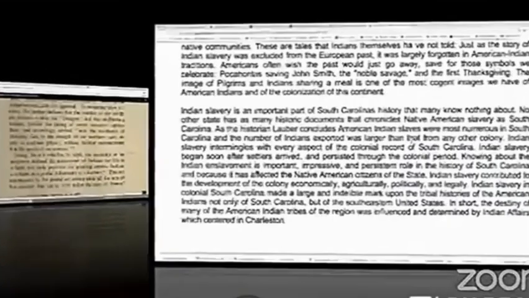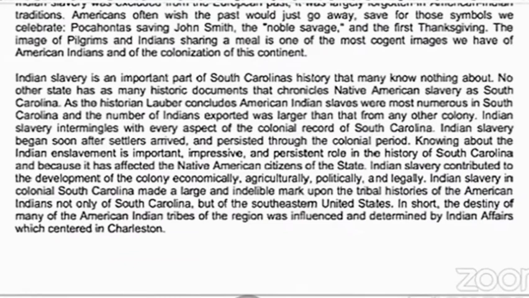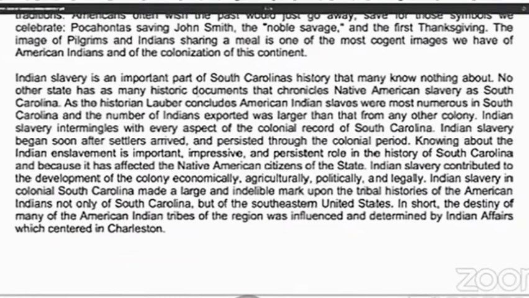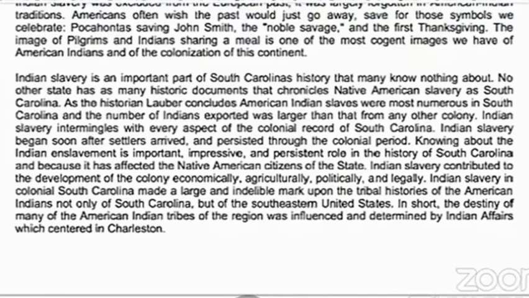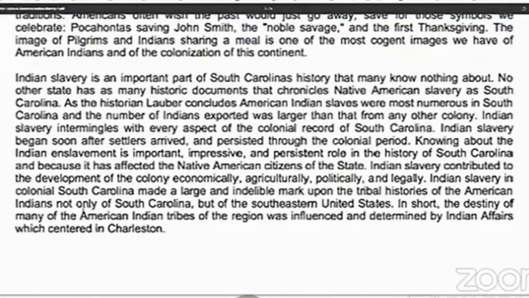Indian slavery is an important part of South Carolina's history that many know nothing about. No other state has as many historic documents that chronicle Native American slavery as South Carolina. For all of you who reside in the state of South Carolina, go into the many historic documents that are chronicled there of Native American slavery. Do the research. As the historian Lauber concludes, American Indian slaves were most numerous in South Carolina, and the number of Indians exported was larger than that from any other colony.